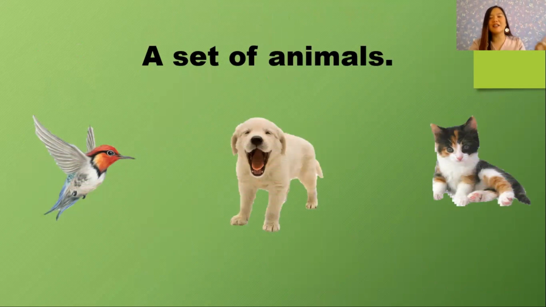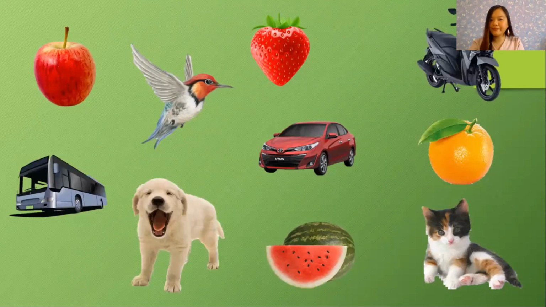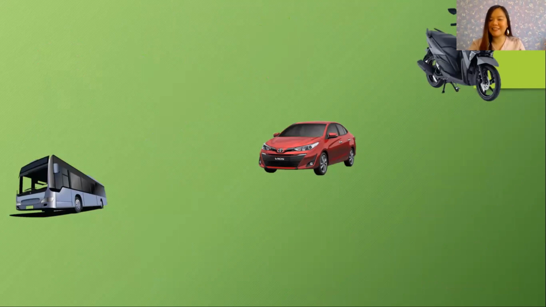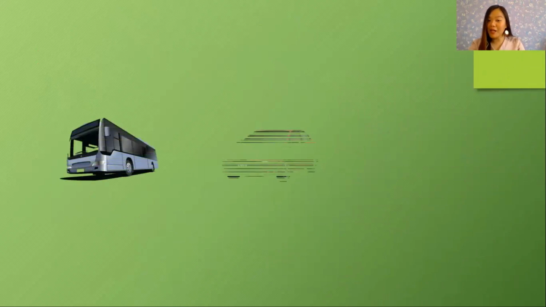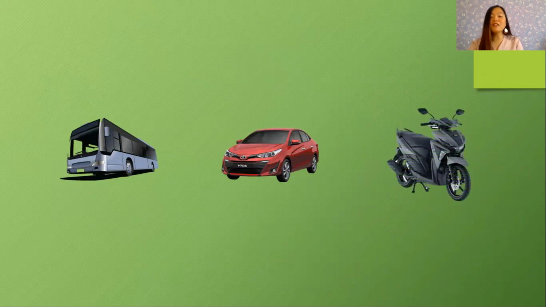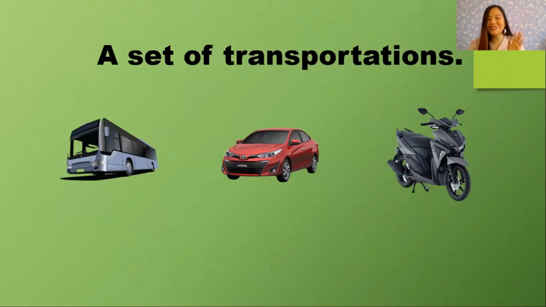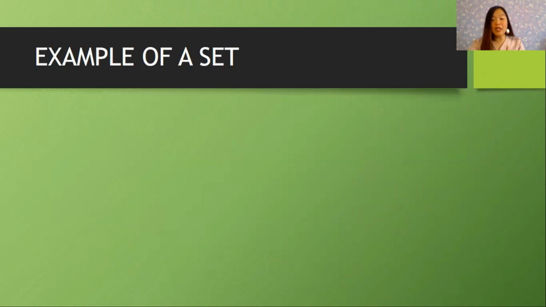Okay, going back again to the original picture. X na yung mga fruits at animals. Now, we have a bus, a car, and a motorcycle. And they are called the set of transportation. Very good. So, I have here another set of examples of sets.